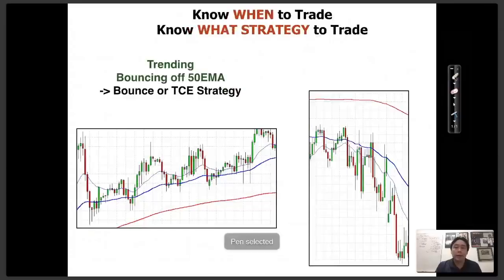Next, the pattern that you will see at certain times is when the currency pair is trending strongly and bouncing off the 50 exponential moving average. When I see it do that, I begin to ask which strategy I should use right now. I'll use what I call the bounce or trend continuation entry strategy. These are two of my favorite strategies: the bounce strategy and the TCE strategy.